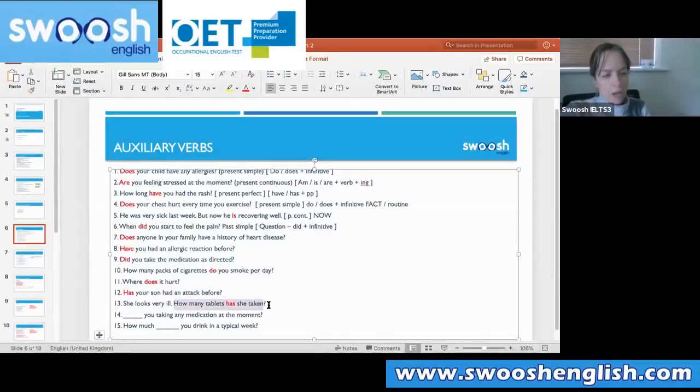Why do we use the present perfect here? How many tablets has she taken? Why don't we say, how many tablets did she take? Why is it present perfect? Anyone? The action is ended. That's not quite why. It's not the passive either. Because there's a result in the present, right? She looks very ill now. Okay, so she took the tablets before, but we're not interested in the action of her taking the tablets. We're interested in the present. It's relevant to now. Does that make sense?